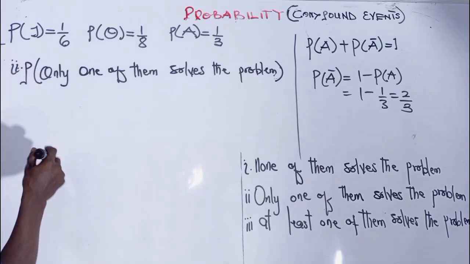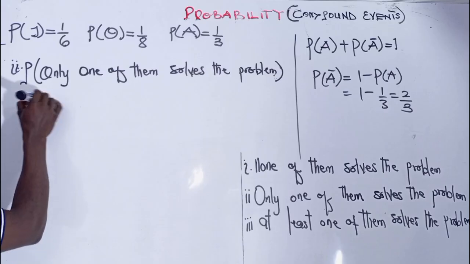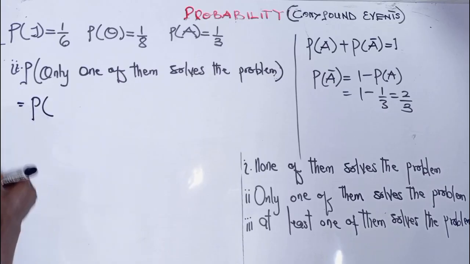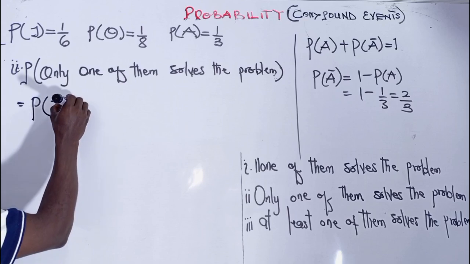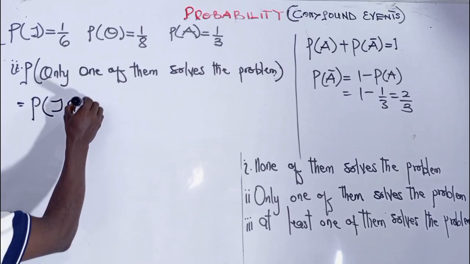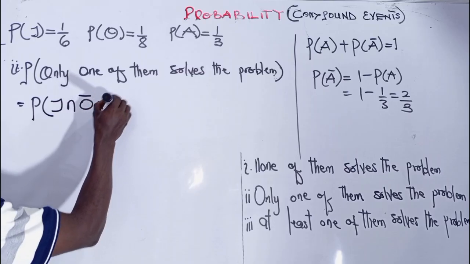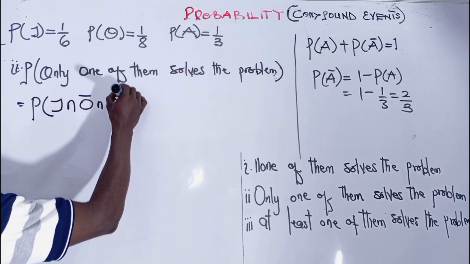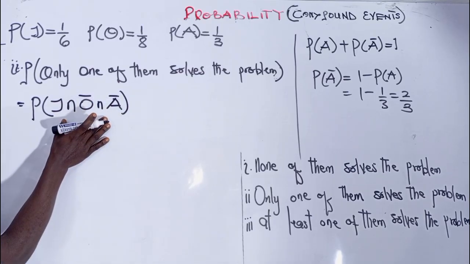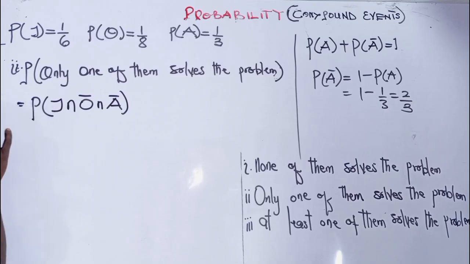So we can write it as the probability that when the question was given, Julius was able to solve the problem and Okai was not able to solve the problem and Asamoah too was not able to solve the problem. So within this event, you can see that it is only one person who was able to solve the problem, and that is Julius.